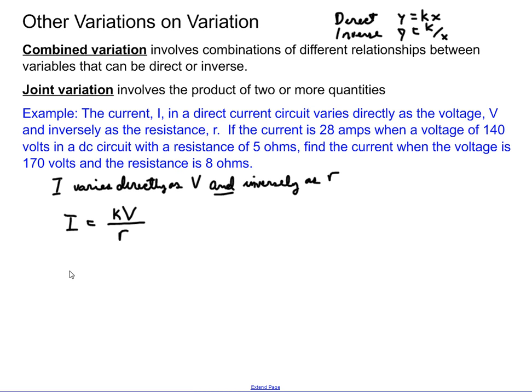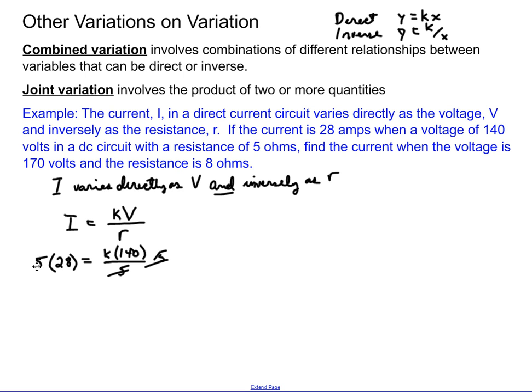All right, so that's useful to us because we know that we have a current of 28 amps when we have a voltage of 140 volts and a resistance of 5 ohms. Well, how do we deal with that one? We can multiply both sides by 5 if we care to. So take 5 times everything on the left, take 5 times everything on the right. Of course, that cancels out the 5s over here.